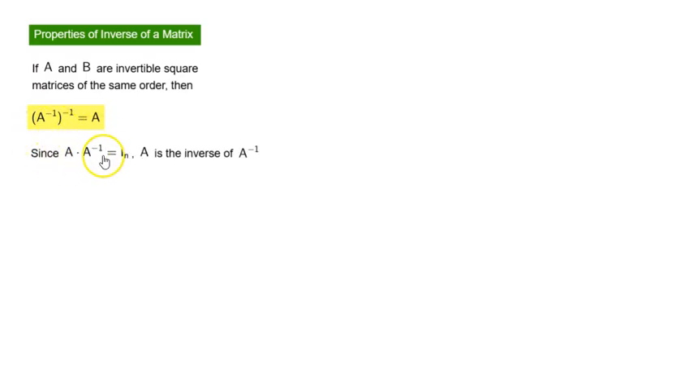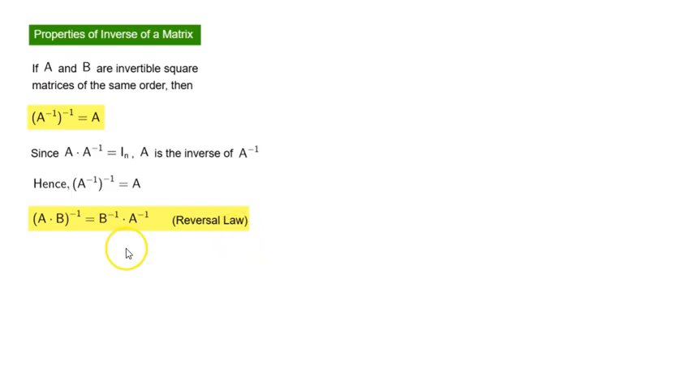Let us look at some properties of inverse of a matrix. If A and B are invertible square matrices of the same order, then inverse of A inverse is equal to A. Since A times A inverse is equal to I sub n, remember the product of a matrix and its inverse is the identity matrix. So if A times A inverse equals I sub n, A is the inverse of A inverse. Hence, the inverse of A inverse is equal to A.